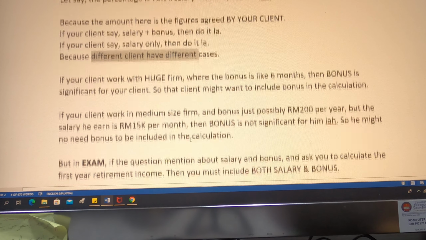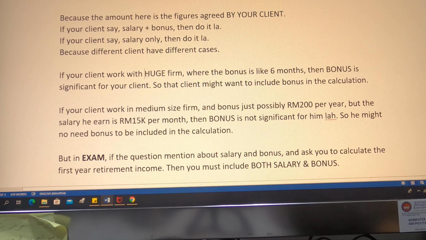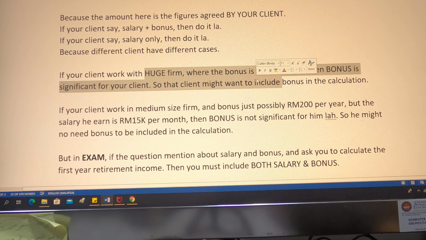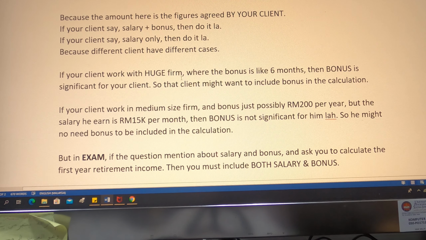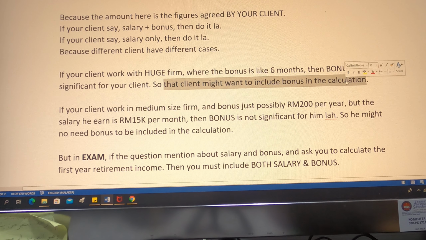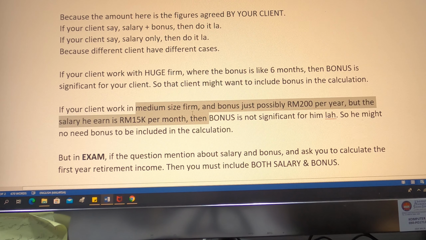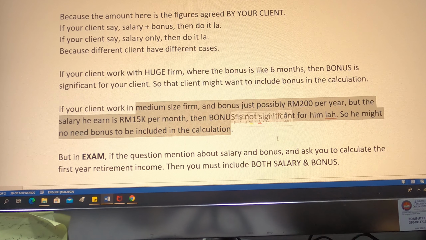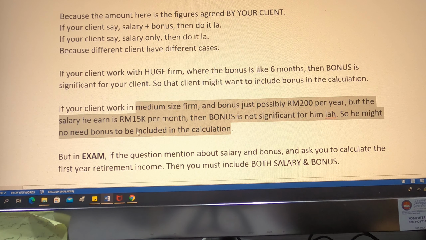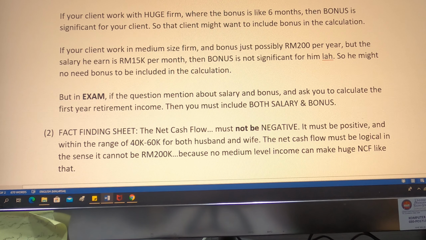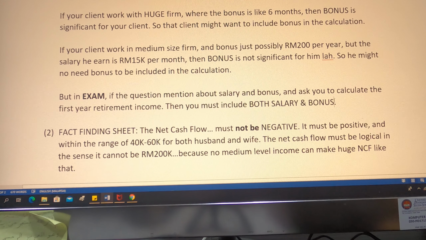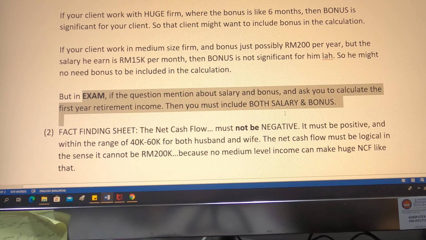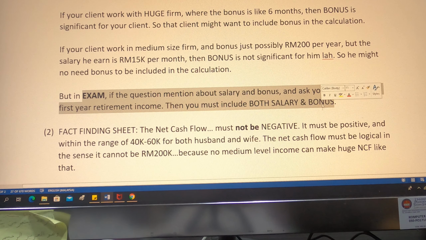As I said before, if your client works in a huge firm where the bonus is like 6 months, then the bonus will be very significant for your client, so it is possible that your client wants to include bonus in the calculation. But if your client works in a small company and the bonus is very low, let's say around 200 per year, while he earns a salary of 15,000 per month, then the bonus is not significant, so he might not need to include bonus in the calculation. So it depends on your client. But in the exam, if the question mentions salary and bonus and asks you to calculate the first year retirement income, then you have to include both salary and bonus in your calculation.